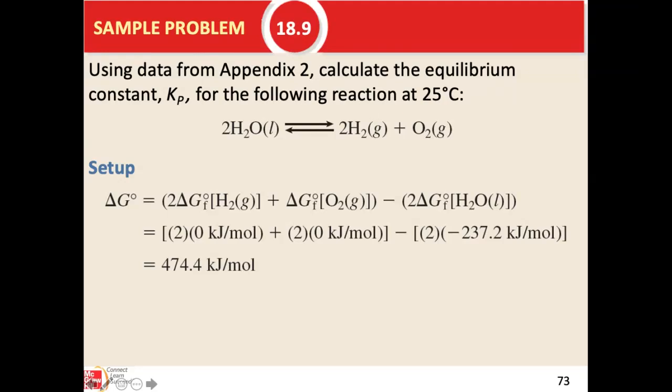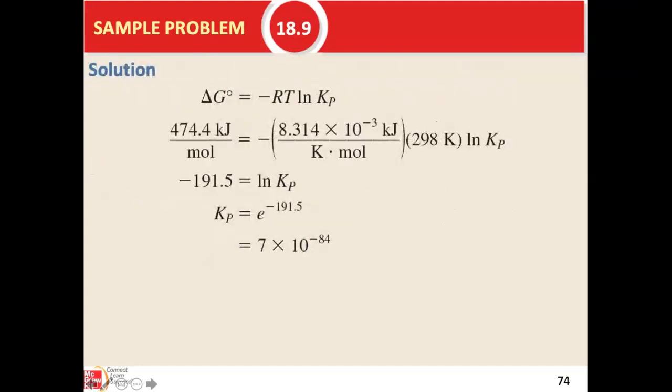And to find the standard free energy, we will use the appendix, we will get the standard free energy of formation of the hydrogen gas, of the oxygen gas, and H2O liquid. We will put this into that equation. Of course, we have to multiply the standard free energies by the coefficient because they're only per 1 mole, but I have 2 moles of H2O. So when we put all the numbers from appendix 2, we will get that the standard free energy for the following reaction is 474.4 kilojoules per mole.